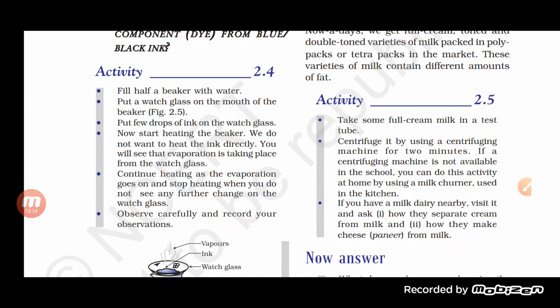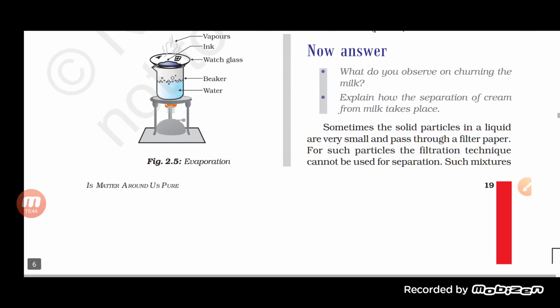So see here, take some full cream milk in a test tube and centrifuge it using a centrifuging machine for 2 minutes. And if a centrifuging machine is not available in the school, you can do this at home by using a milk churner used in the kitchen. If you have a milk dairy nearby, visit it and ask how they separate cream from milk and how they make cheese or paneer from the milk.